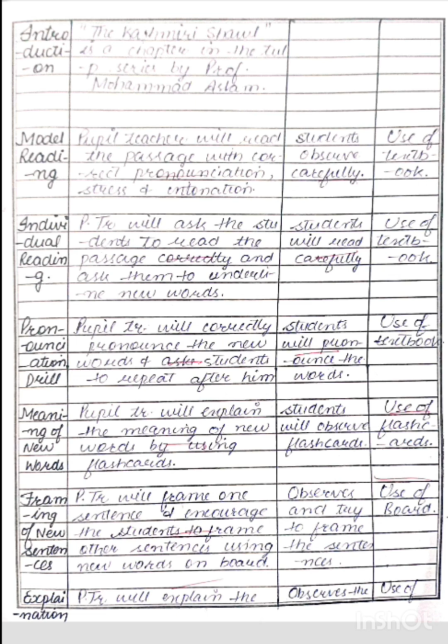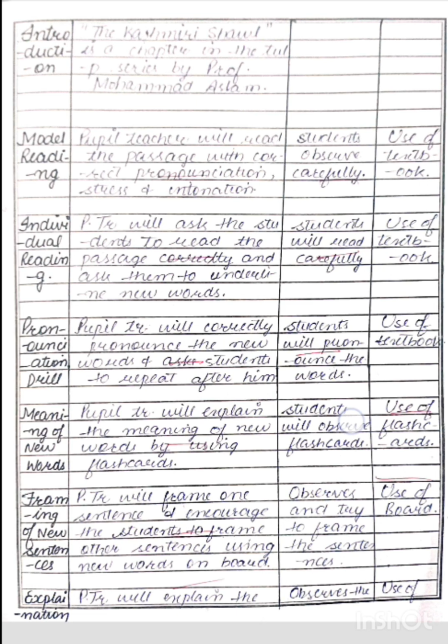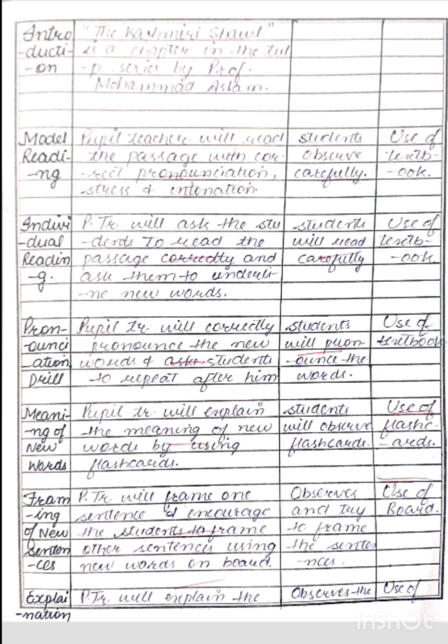So the pupil teacher will model read the lesson carefully. Students are observing carefully. Use of the textbook is happening here, as you can see. Individual reading is happening. Then the pupil teacher asks the students to read the passage loudly, and students are reading the lesson carefully. And here also the textbook is being used.